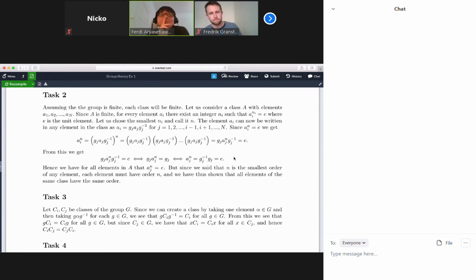Since we said that n was the smallest integer for any element in the group for which this relation holds, it must be true that the order is the same for all elements. I think that's correct.